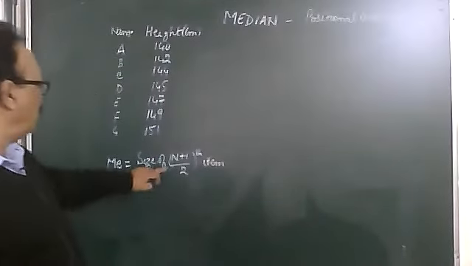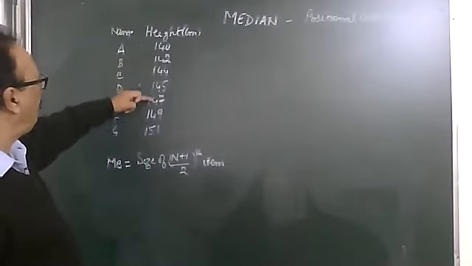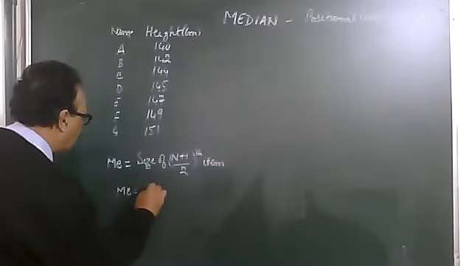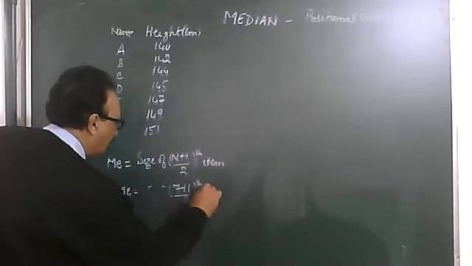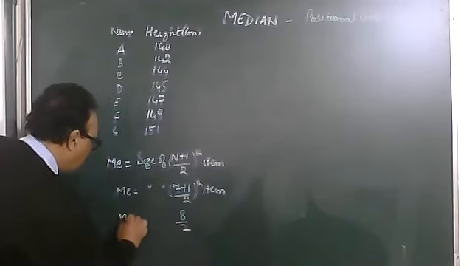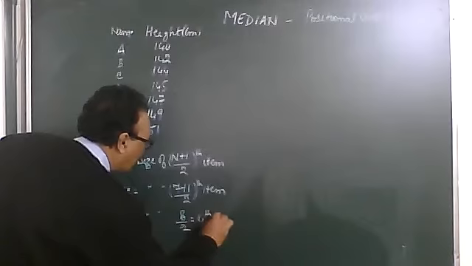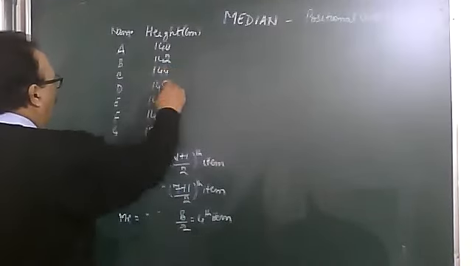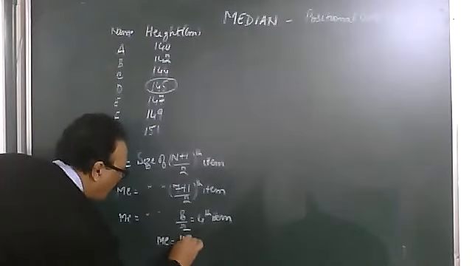Formula is median is equal to size of (n plus 1) upon 2. How many values are there? 1, 2, 3, 4, 5, 6, 7. So n becomes 7. Median is equal to size of (7 plus 1) upon 2 item, that is equal to 8 upon 2. Median is equal to size of the fourth item. Fourth item in the list is your median. 1, 2, 3, 4. This is your fourth item, so your median is equal to 145.